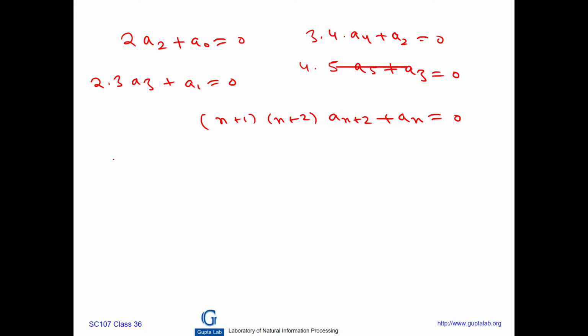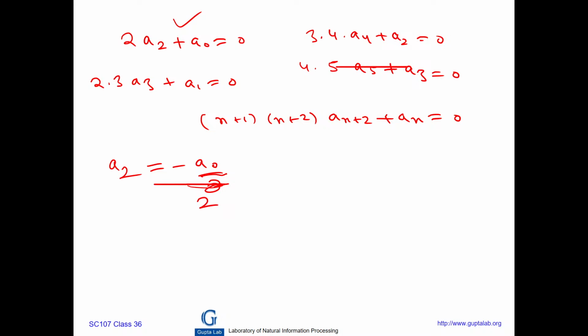Now, from this we get a2 is equal to minus a0 by 2. Now you can see that a2's value is found in terms of a0, and a3's value comes in terms of a1, and there is no relationship between A1 and the previous one, right? So this means two constants will come this time, right?